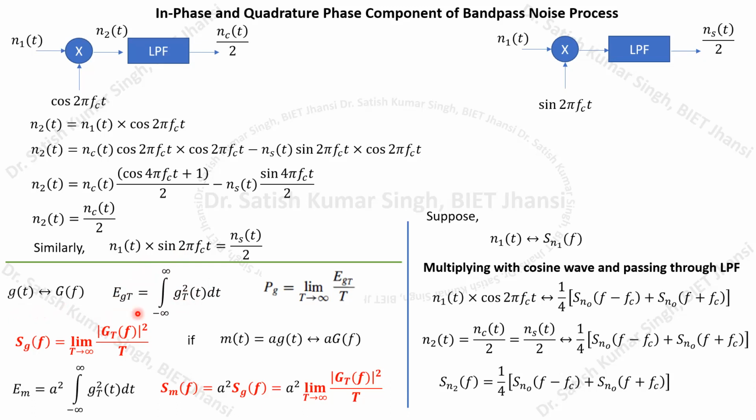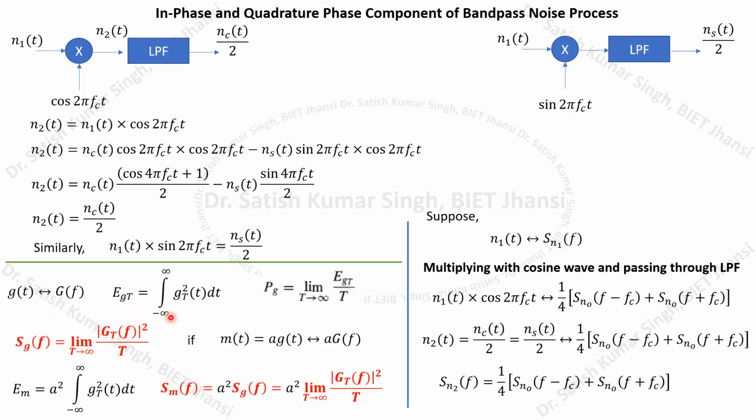So what we did, if you remember, is that we had taken g(t) to be a power signal. Because it is a power signal, it has a duration from minus infinity to infinity, and therefore we took a truncated version of the signal first, and then we calculated the truncated signal's energy.